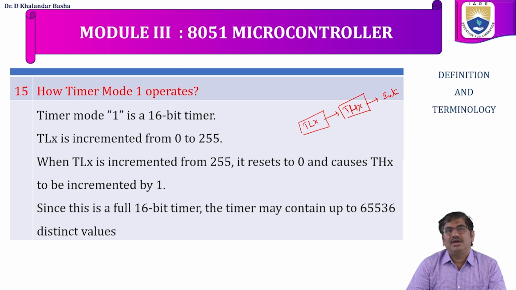Since this is a full 16-bit timer, the timer may count up to 65,536 distinct values, starting from 0000 like this. This TLX as well as THX is 16-bit in size.